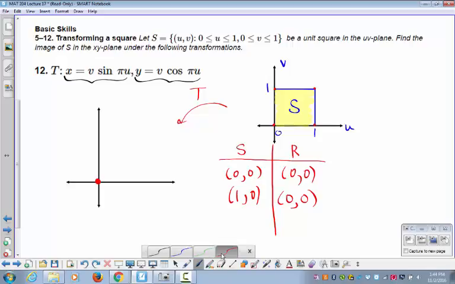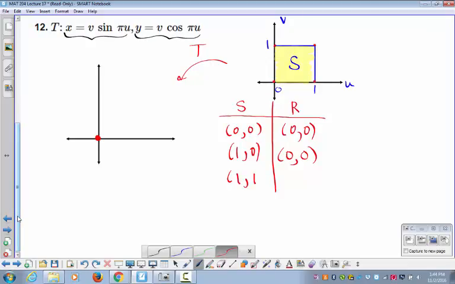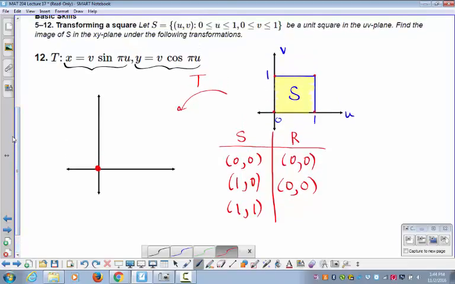All right. So then let's go to 1, 1 and see where that's mapped. So 1, 1, sine of pi is 0. So we get 0 for x. But then y, finally we get one that's not 0. Plug in 1, 1, cosine of pi is negative 1. So we have 1 times negative 1, so we have negative 1. Maybe I should move my vertical axis.